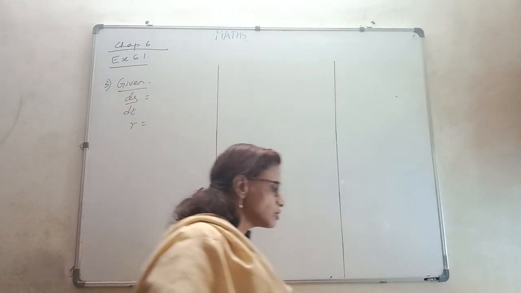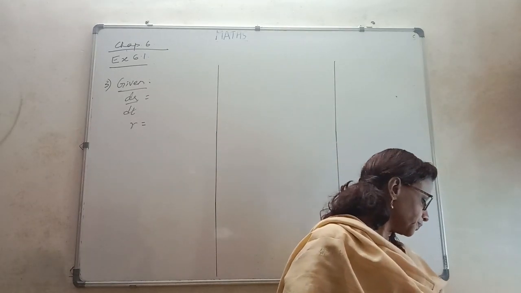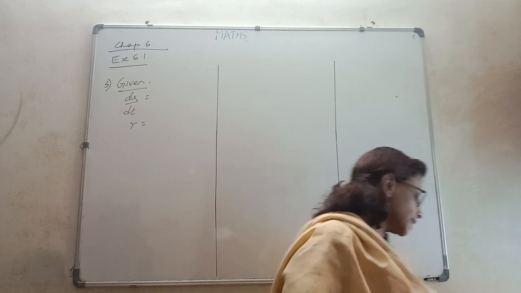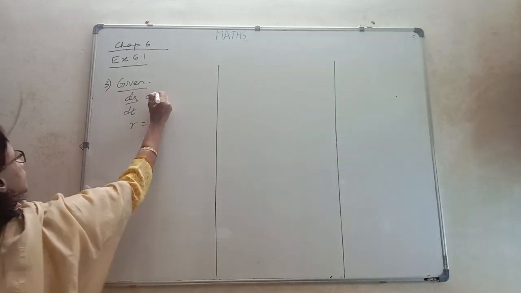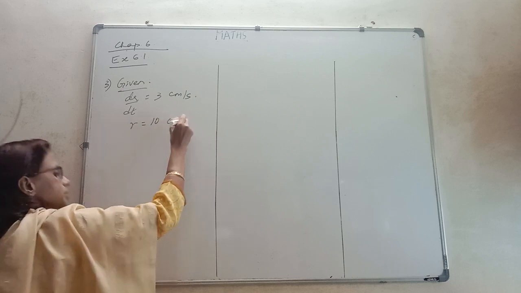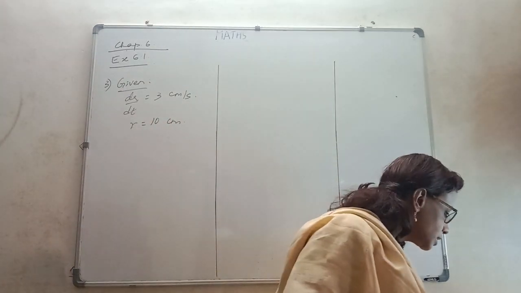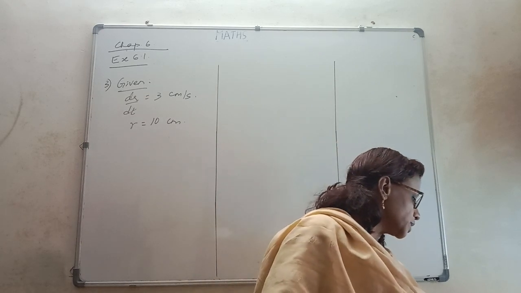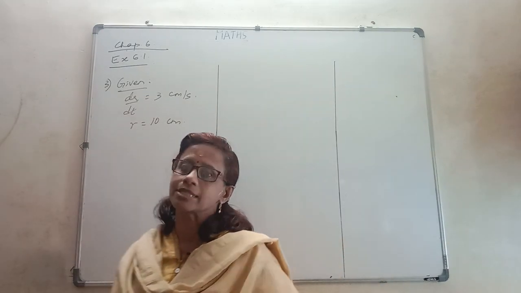That's our question. They have told us that dr by dt is 3 centimeter per second, and r is 10 centimeter. That's what is given to us. They ask us to find the rate at which the area of the circle is increasing, so dA by dt is what we have to find.